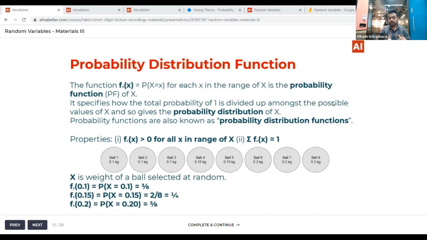So remember, this is an example of what we call a discrete probability distribution, because our random variable is discrete. It can only take 3 possible values here: 0.1, that is 100 grams, 150 grams, and then 200 grams, right? So there are 3 possible values. Okay, so let's move forward.